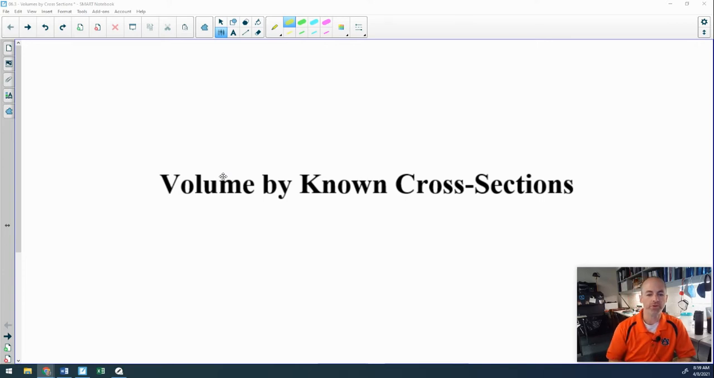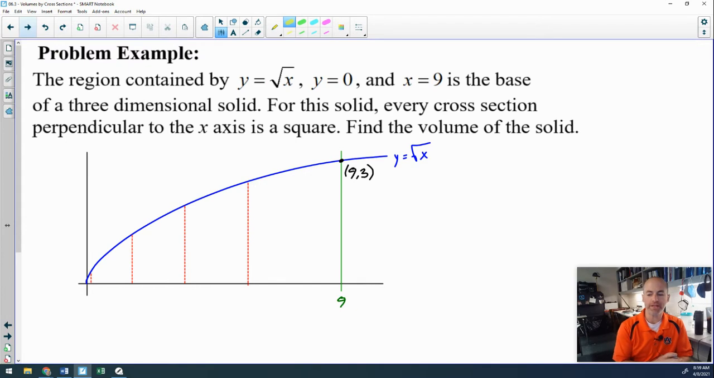Okay, by now you should know how to find areas between two curves, and the next step, usually taken in a calculus class, is to talk about volumes of three-dimensional solids. And I like to start with volumes by known cross sections. So just to give you an idea of what these problems look like, here is a typical one.